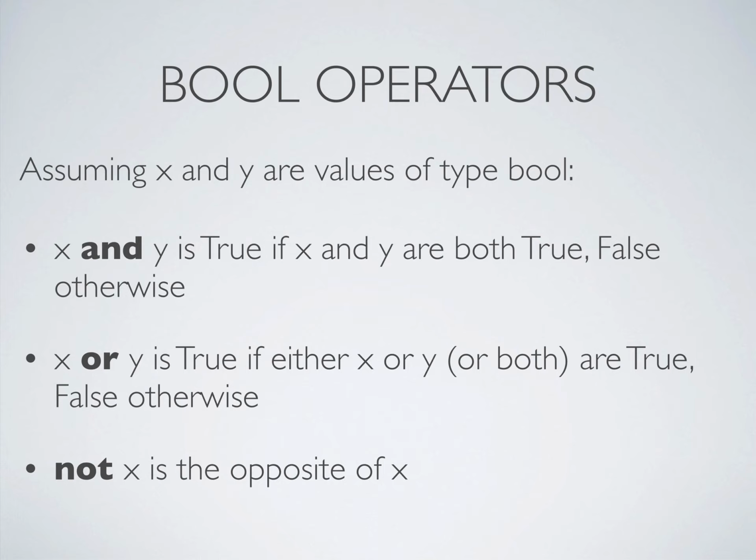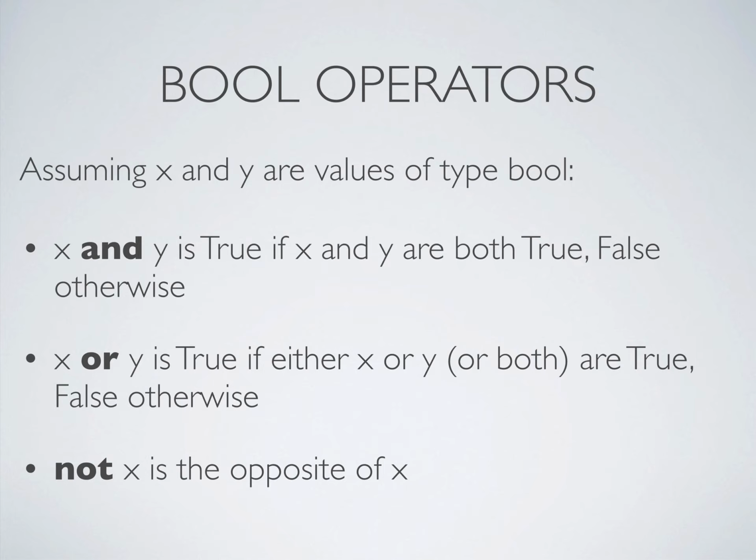Alright, with or, if you have x or y, that is going to be True if either of them is True. So if x is True, x or y will be True. If y is True, x or y will be True. If they're both True, that will also be True. The only way or will give you False is if both are False. So if you have False or False, you will get False back.